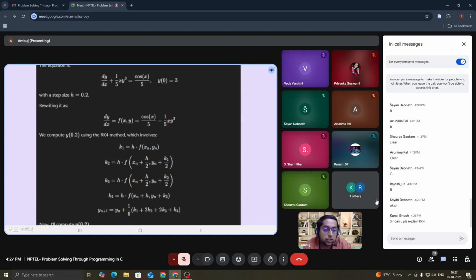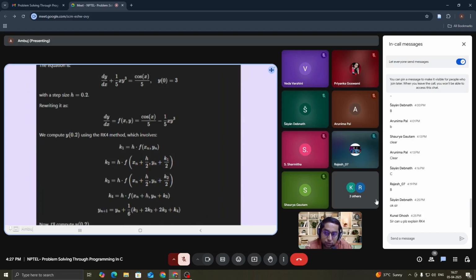Now you have to first calculate the four constants, which are k1, k2, k3, and k4. K1 is h into f of xn comma yn. What will be the f of x comma y? That would be directly given by the expression. You have to reduce the entire ordinary differential equation to the standard form. So f of x comma y has been given here as cos x by 5 minus 1 by 5 xy cube. First of all, try to calculate this k1.